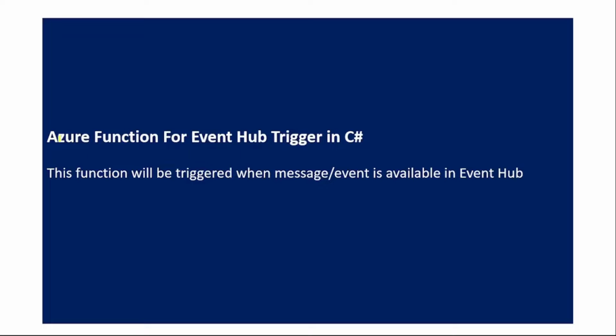Hello guys, in this video we will try Azure Function for Event Hub trigger. That means this function will be triggered when a message or event is available in Azure Event Hub.